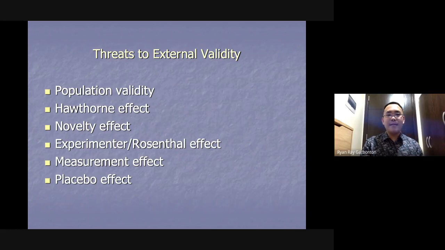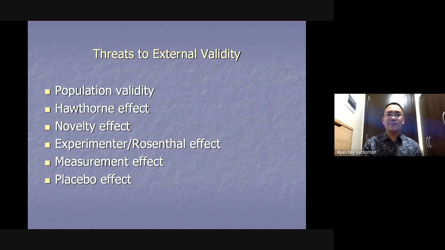Now, external validity refers to the generalizability of your findings. Okay? One threat to external validity is yung population validity. Minsan kasi our sample may not be representative of the population. Therefore, if it's not representative, then chances are we cannot generalize our findings to the population that we get. So we have to make sure whether our population is valid, no, and our sample is valid, so that we get valid results.